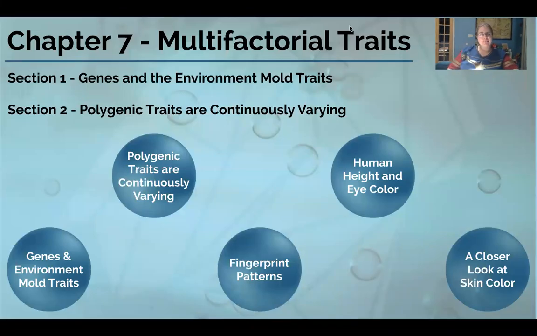Hi guys, today we're looking at chapter 7, which deals with multifactorial traits. And we're going to begin with sections 1 and 2. Section 1 is really short, it's genes and the environment mold traits. And section 2 is polygenic traits are continuously varying. All right, so what do you guys say we get started, huh?